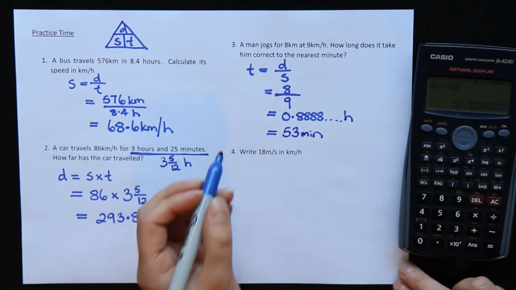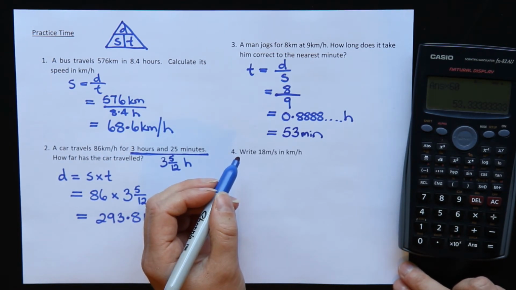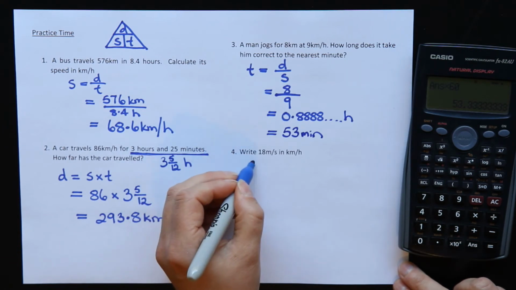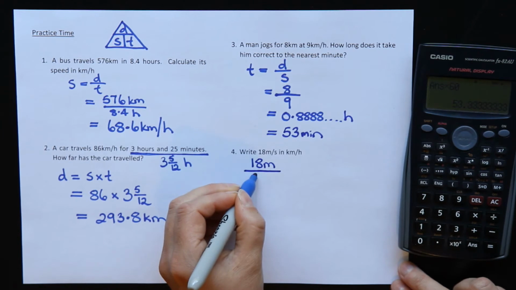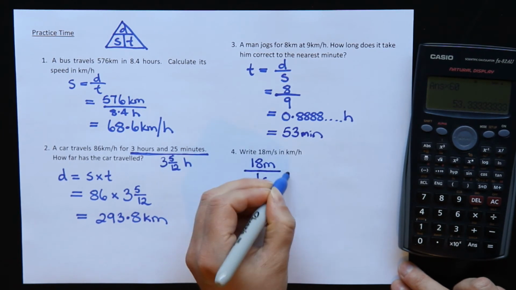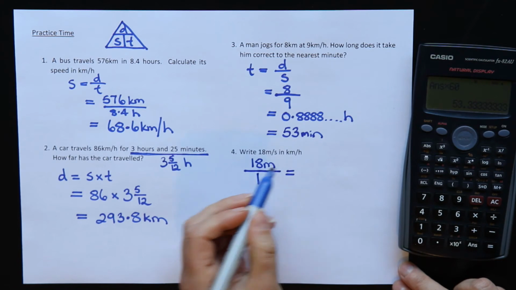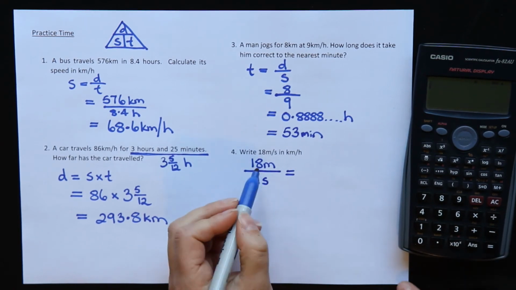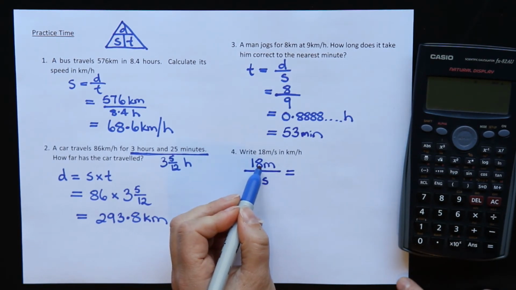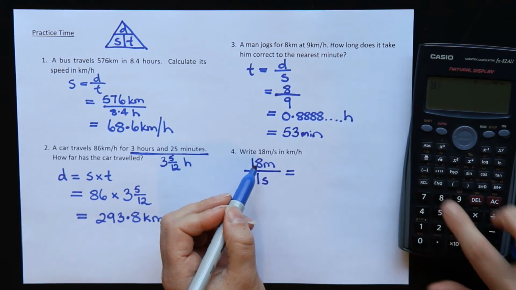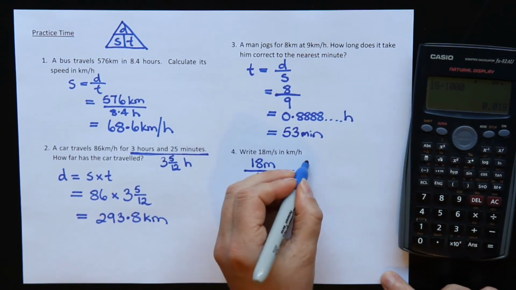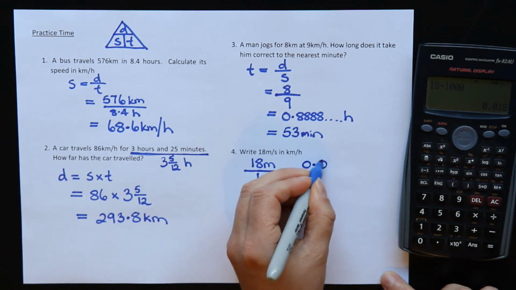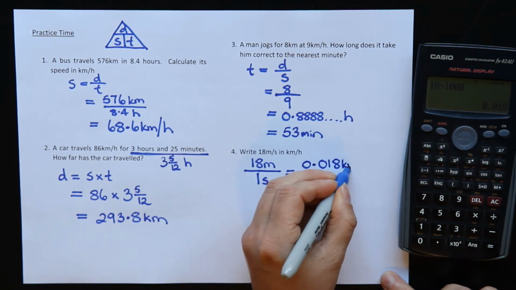Question 4, write 18 meters per second in kilometers per hour. We're breaking the units apart, so 18 meters per 1 second. We want to change it into kilometers and hours. Now, to change meters into kilometers, we actually need to divide by 1,000. Meters is a smaller unit. To change it into kilometers, we have to divide it. So that's going to give me a little decimal here, 0.018 kilometers.